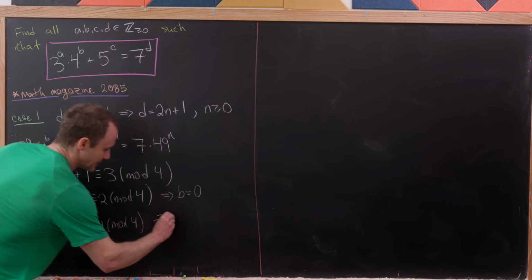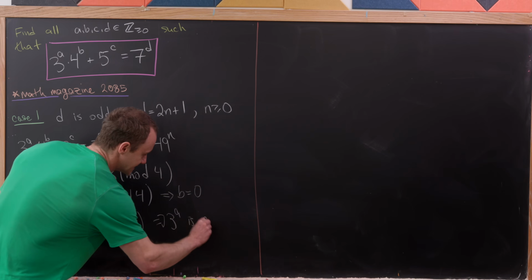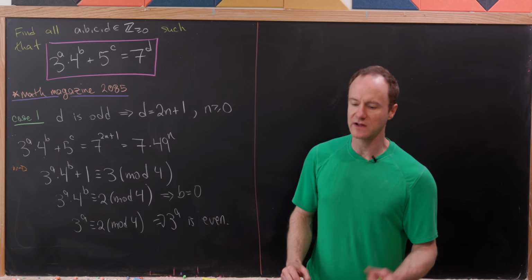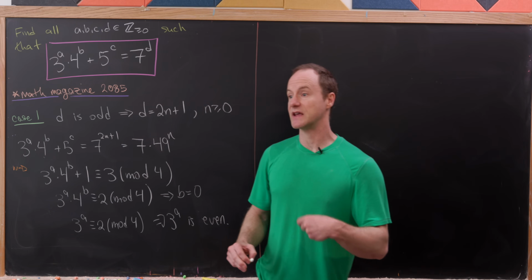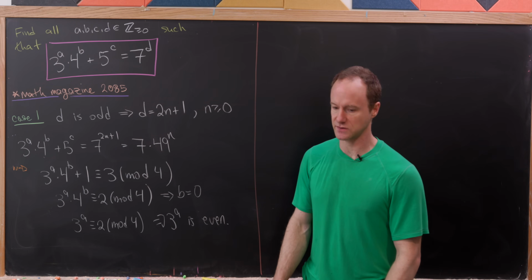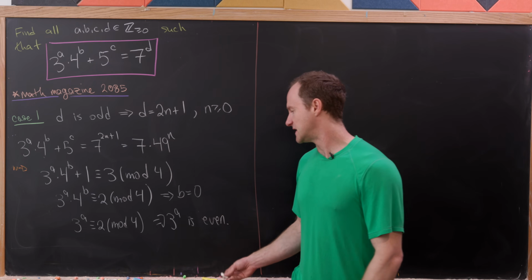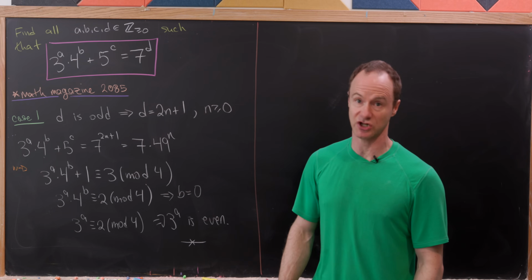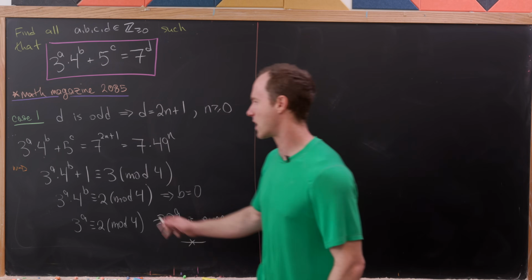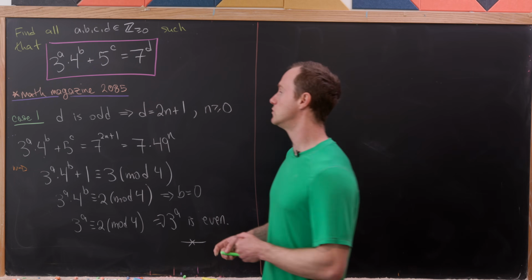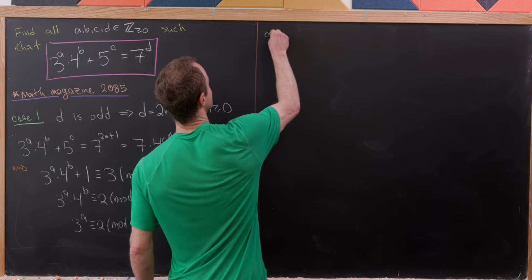But that means that 3^a is even, because anything congruent to 2 mod 4 is pretty clearly even. Those are numbers like 2, 6, 10, 14, and so on. But 3^a is clearly not even, so we've reached a contradiction, contradicting our assumption that we had a solution up here. Okay, so now let's move on to our next case.